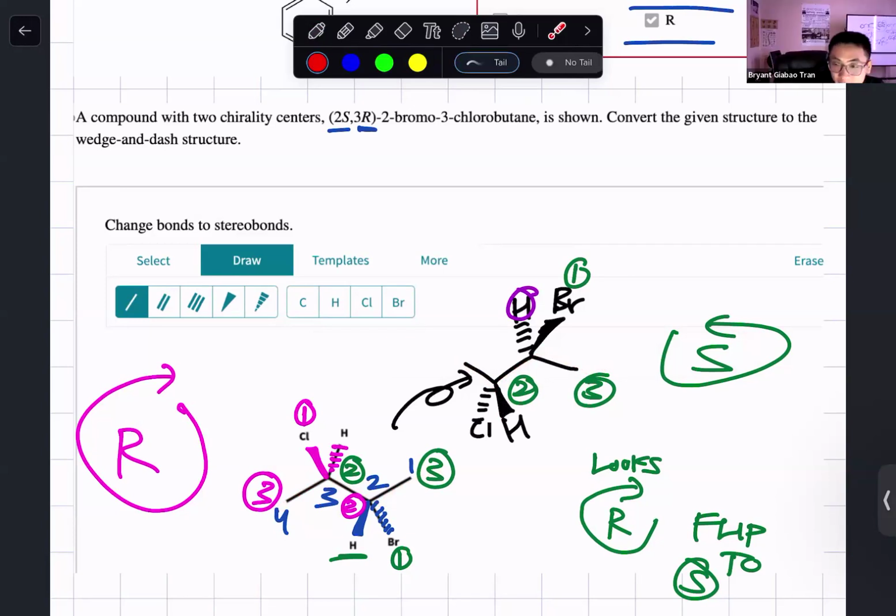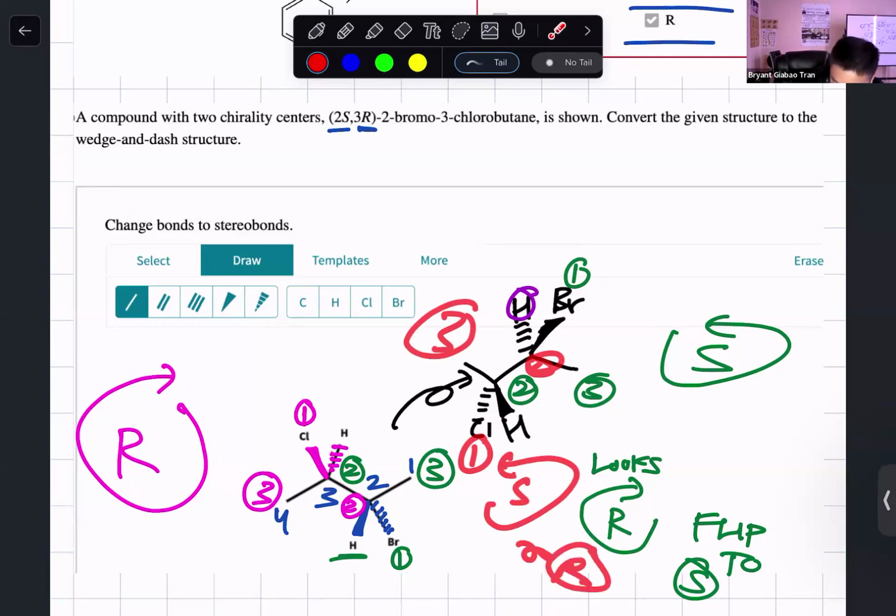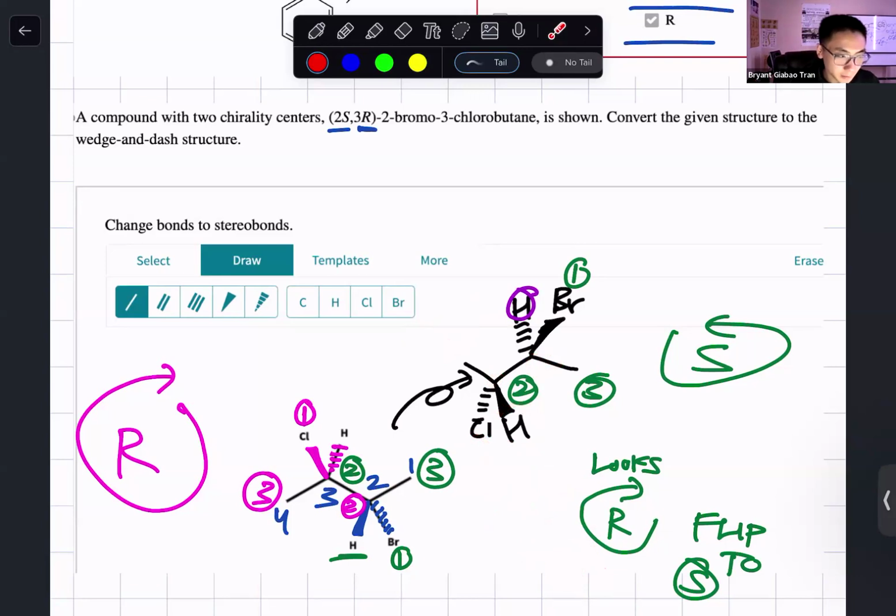Wait, what? Sorry. And then you would have to flip that if it was in that form. Yeah, you would have to flip it if it's this form because this is 1, 2, 3. It looks R, or it looks S, but we flip it to R. And why do we flip it in this case? The hydrogen's a wedge and it's supposed to be a dash. Yes, the lowest priority group is a wedge, but it's supposed to be a dash, right? Think about it as the lowest priority group because sometimes some molecules.